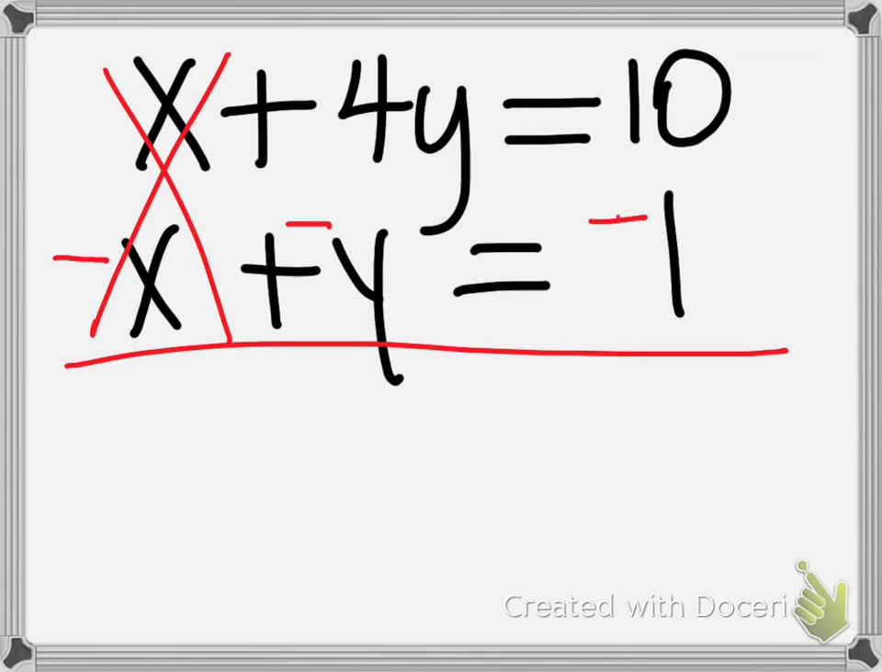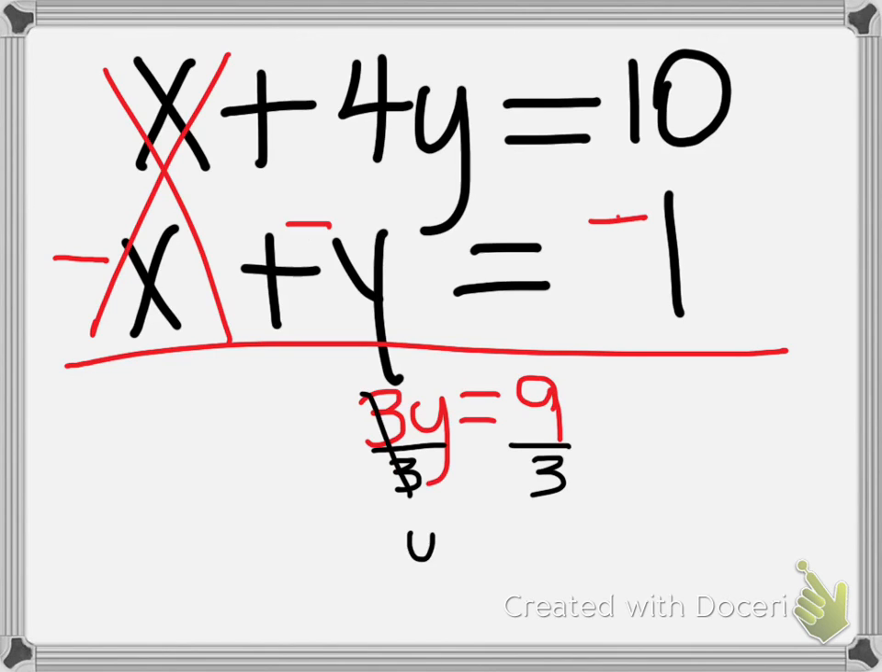When I combine 4y and negative y, that gives me 3y. When I combine 10 and negative 1, that gives me 9. So now I want to solve for y, so I'm going to use the division property of equality to eliminate the 3. That gives me y equals 3.